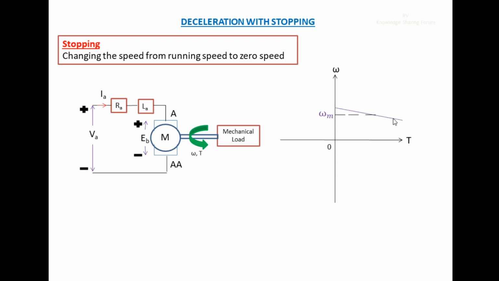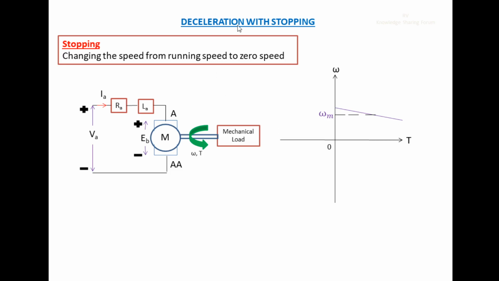Let me show it through a speed torque characteristic. Now, this electric motor is running at a speed omega m. If the speed omega m is reduced from this point to zero, then that is said to be stopping. Stopping is nothing but changing the speed from omega m, or the running speed, to zero.